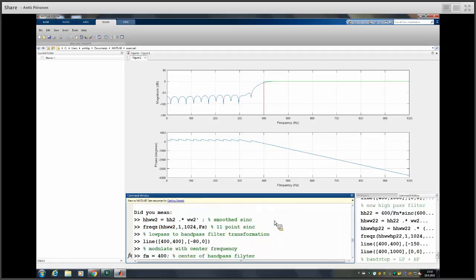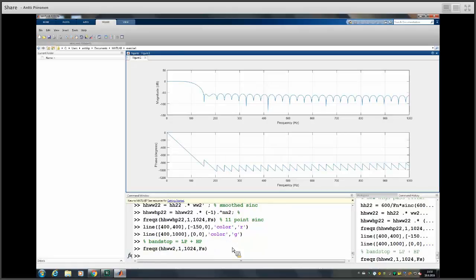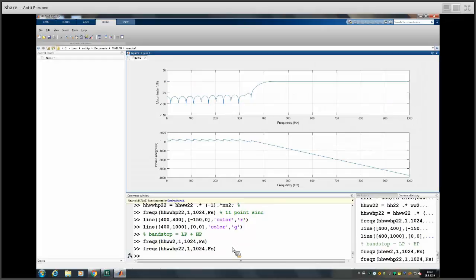Which one was the low pass filter? Maybe that one. Okay, I'll check it. Frequency response of HHWW2 1024 FS. So we have this filter. Yeah, that's a low pass filter. And then we have this high pass filter with this funny 400 Hertz cutoff frequency.